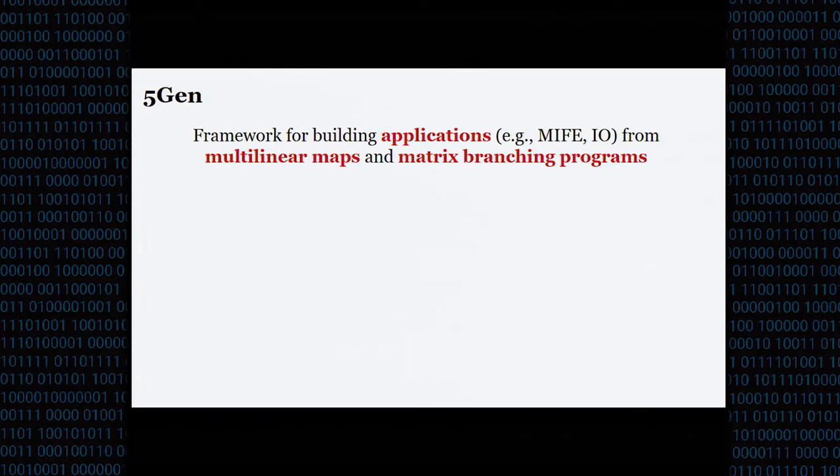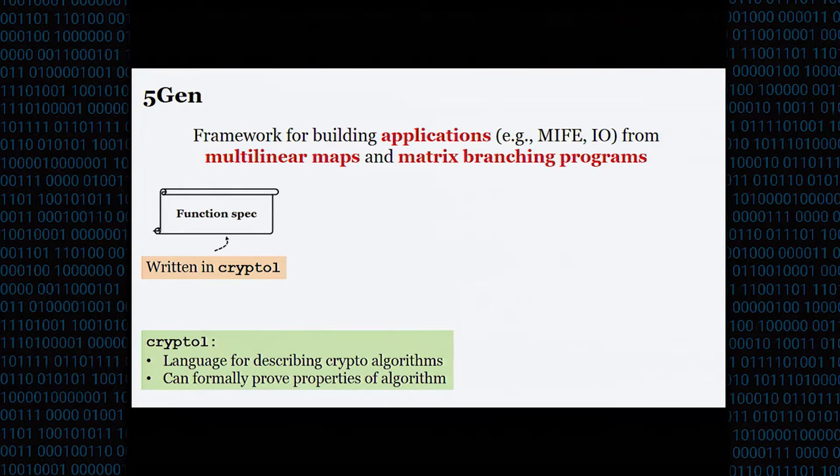Okay, so those are the applications we're interested in constructing. What we do in this work is we build a framework for building these types of applications. Just to run through how this works, the user will begin by writing a function specification of either the function they want to obfuscate or that they want to use in multi-input functional encryption. This is written in a programming language called Cryptol, which was developed at Galois. It allows you to describe crypto algorithms and formally prove properties of those algorithms.